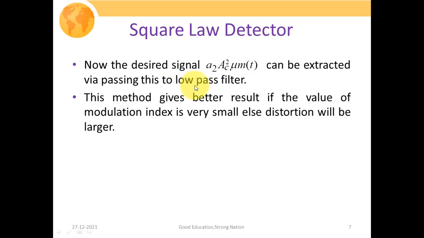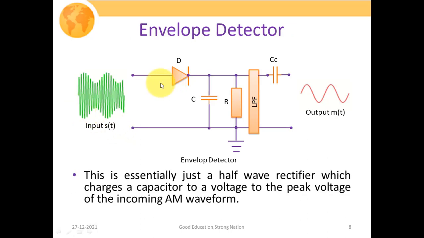If we pass that signal through our low pass filter, whose critical frequency is fm, it could serve the purpose of obtaining our message signal. This method gives a better result if the value of the modulation index is very small, else distortion will be larger. Obviously, if the modulation index is much higher, then we will obtain a distorted waveform, or we could say the quality of the signal will be inferior. So this is how, with the help of a square law detector, we can demodulate our signal. Now we are going to discuss another method of extracting our message signal from an AM modulated waveform.